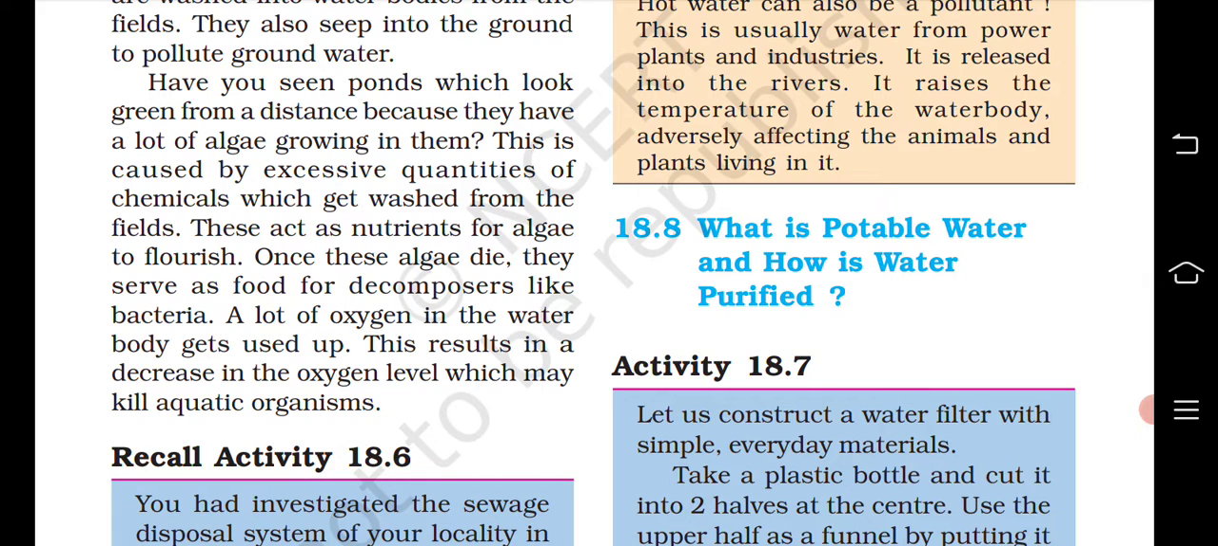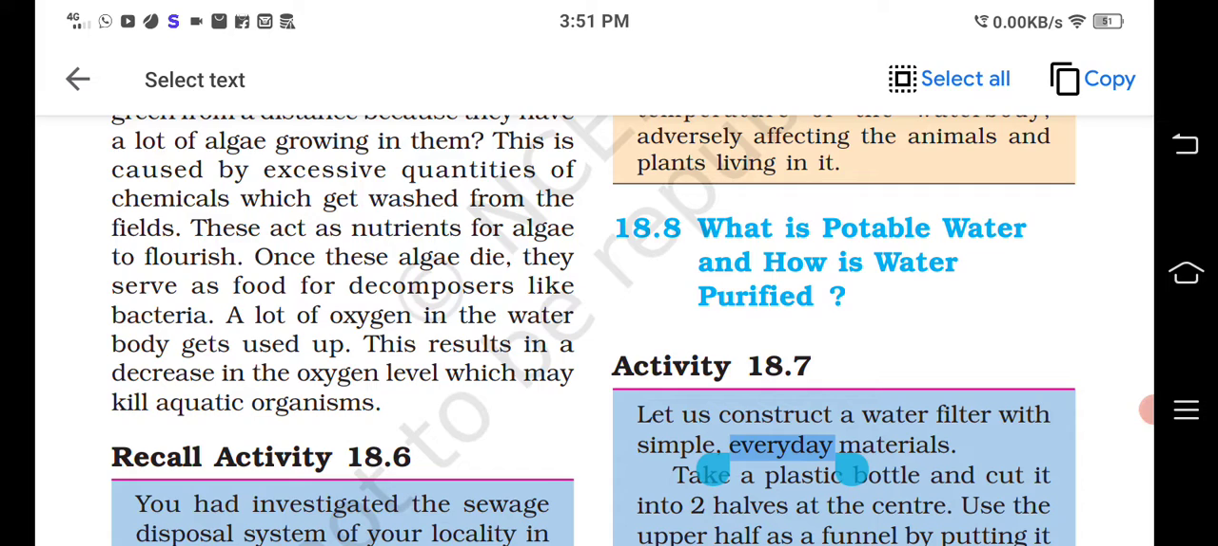But when the algae die, they serve as food for decomposers like bacteria, and for this decomposition a lot of oxygen is needed, and this oxygen is supplied by the dissolved oxygen in the water. As a result, the amount of dissolved oxygen is decreased in these water bodies. Okay, and this harm, even kills the aquatic organisms, it harms the aquatic animals, aquatic plants, etc. And this situation is known as eutrophication.